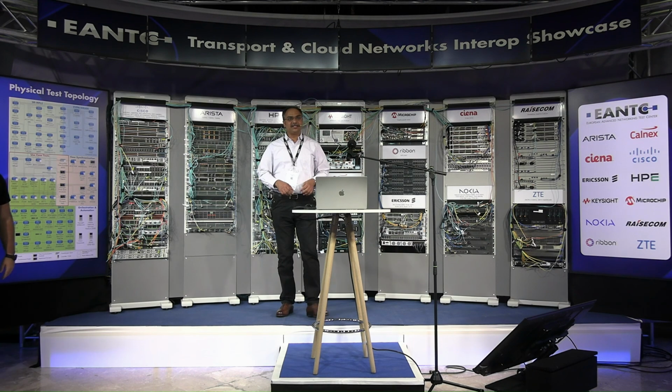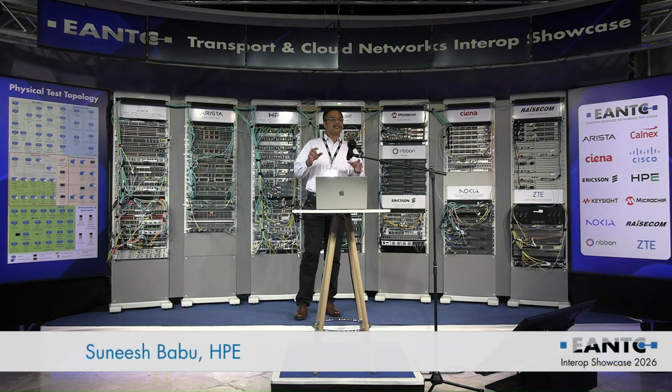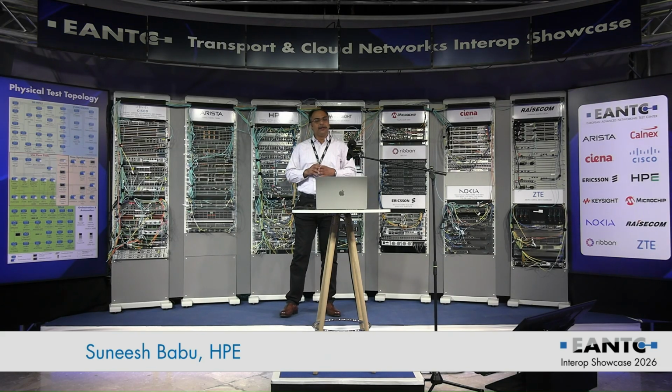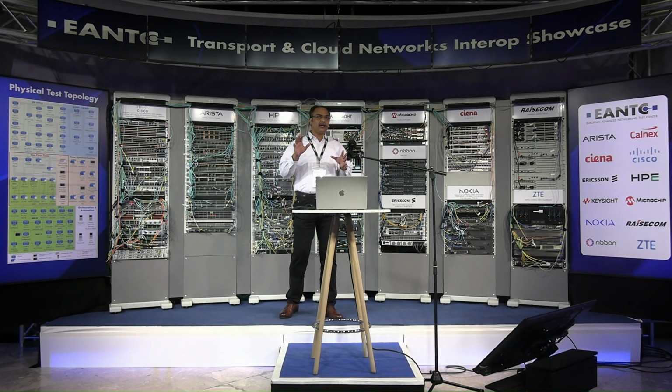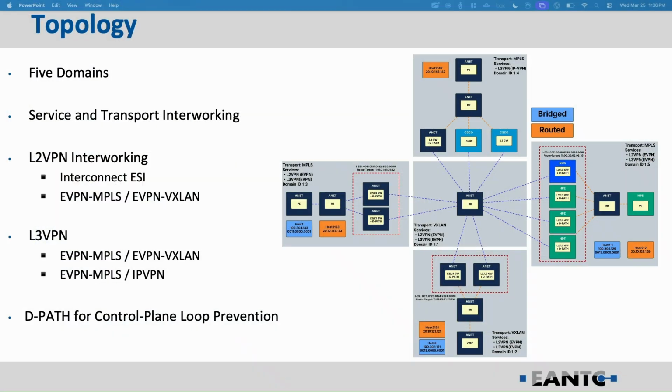Thanks a lot, Mitch. Yeah, basically this is the topology which we used for the interworking demo, right? So there are 5 domains here. If you look at the left-hand side, top and right-hand side, right? Those are all the EVPN MPLS domains, right? And the bottom portion is the EVPN VXLAN domain. So all those 5 domains, right, are connected with the VXLAN fabric at the center, right?